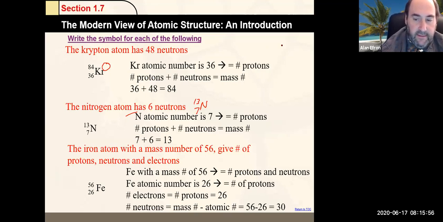So obviously, you do need to be able to write the symbols, the mass number, the atomic number, and figure out how many protons, electrons, and neutrons there are. Any questions on any of that?